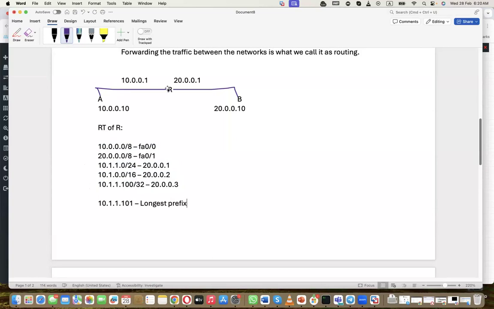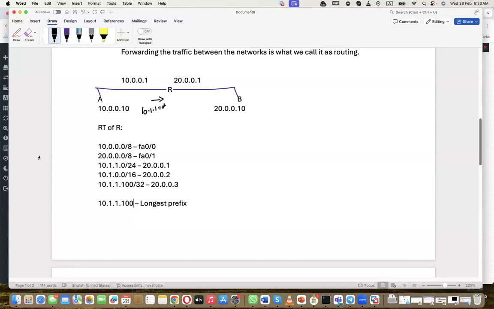See here. Thank you. Now, the router is receiving the traffic. It has to forward the traffic according to the routing table. Now, the received packet has a destination IP address of 10.1.1.100, which is the example I took. All right? Now, what happens?